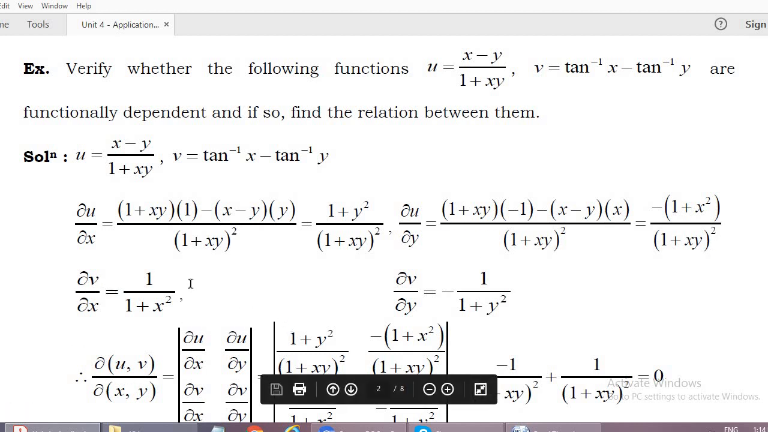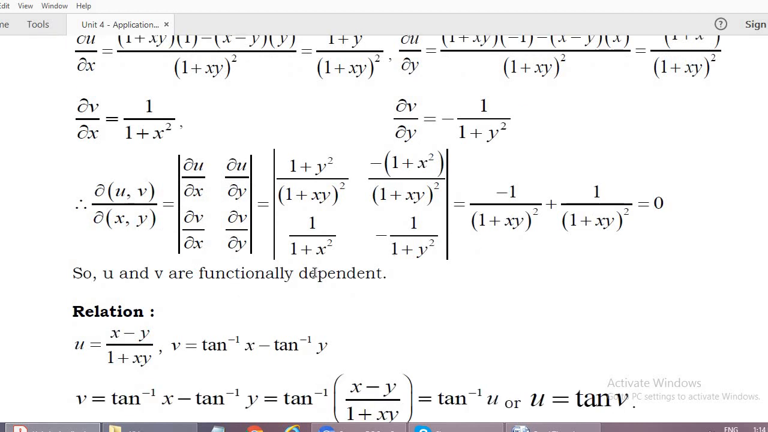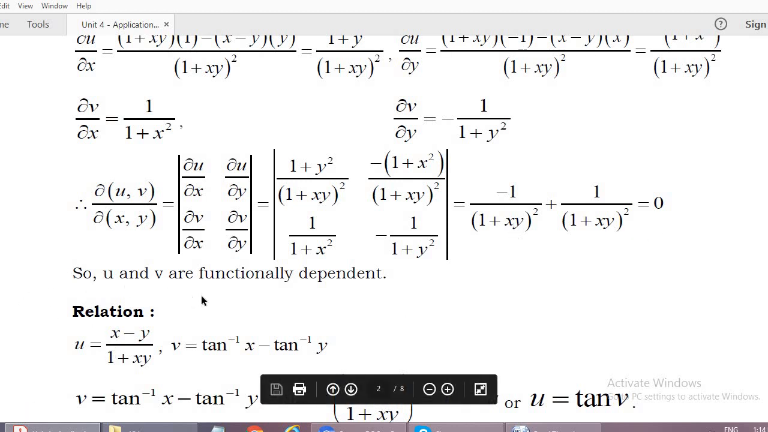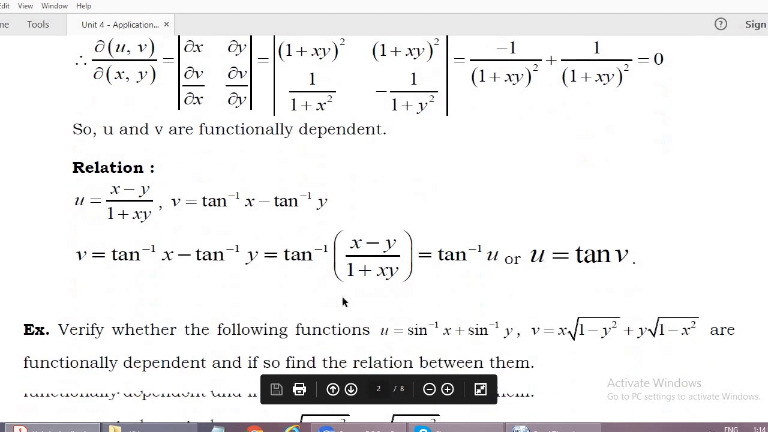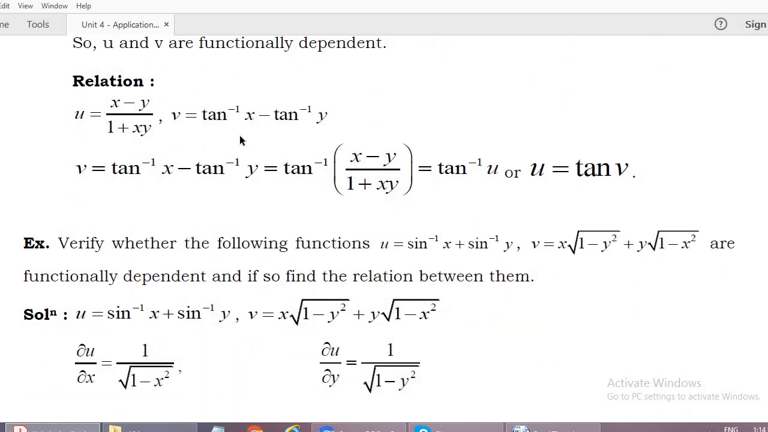The rest two are easier. The derivative of v partially with respect to x is 1 upon 1 plus x square, and the derivative of v partially with respect to y is minus 1 upon 1 plus y square. Now, the Jacobian of u and v with respect to x and y, after putting these expressions, we again get equal to 0. So, u and v are functionally dependent. Let us find the relation between u and v.